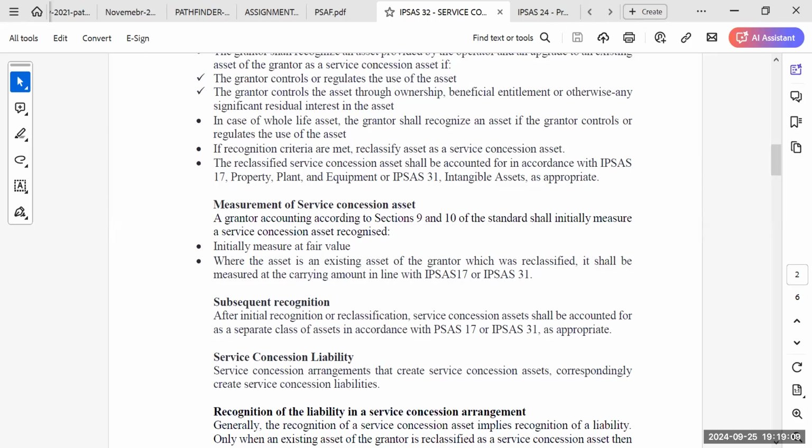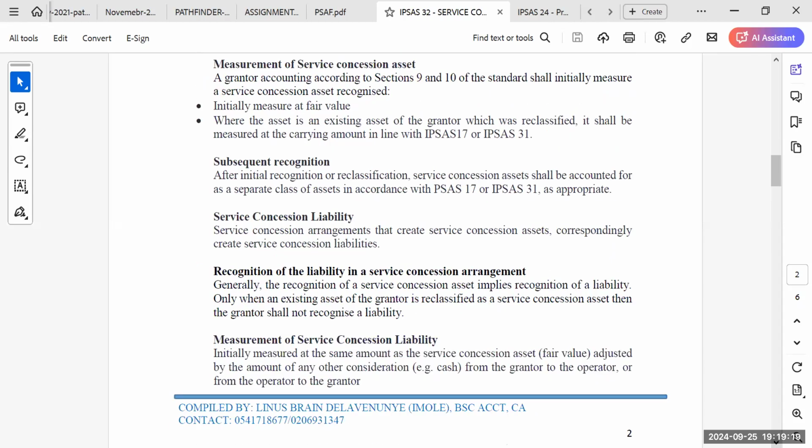So a service concession arrangement that creates service concession assets correspondingly creates a service concession liability. How do we go about the liability? Generally, the recognition of a service concession asset implies a recognition of a liability. That's what we have explained. Only when an existing asset of the grantor is reclassified as a service concession asset shall the grantor not recognize a concession liability. I hope you're okay with that now.